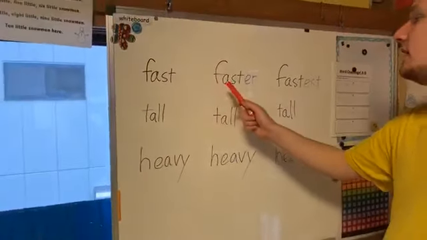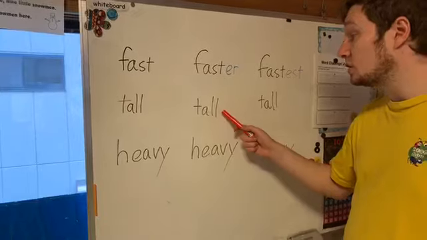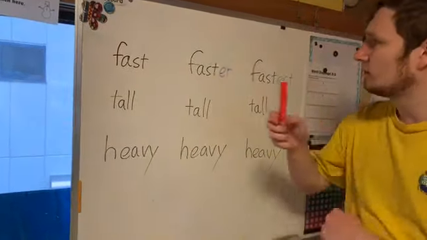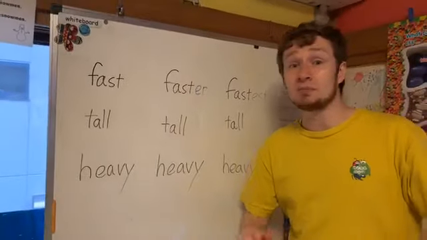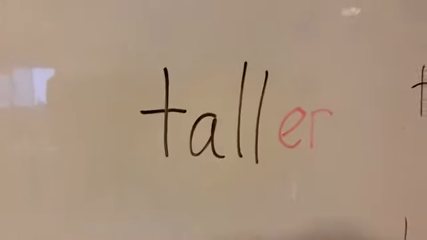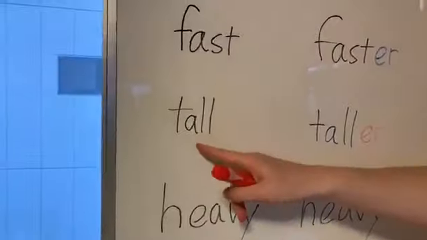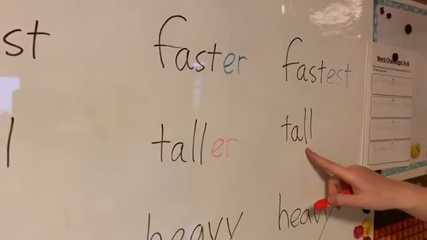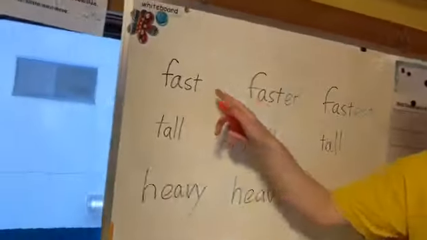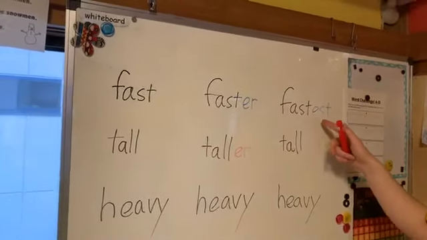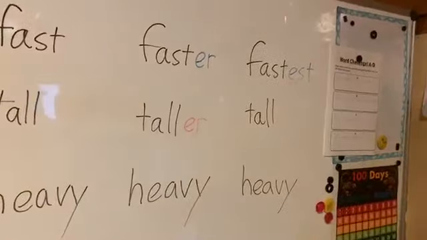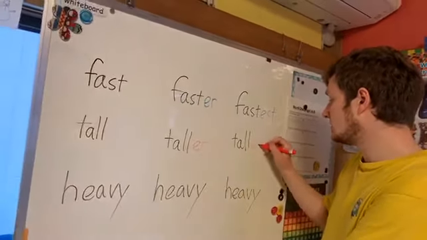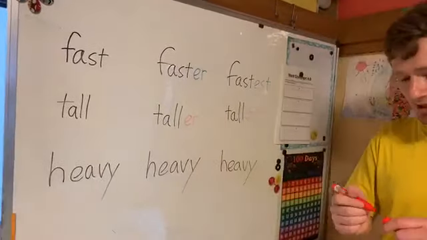So if we look at fast, faster, taller, what two letters do we put here? Oh. Must be E-R. So we'll put E and an R there. And let's say taller. Hmm? That's not right. Fast, faster, fastest. Tallest. Oh my gosh. Tallest. There we are. Perfect.